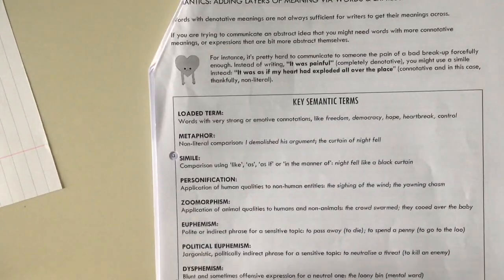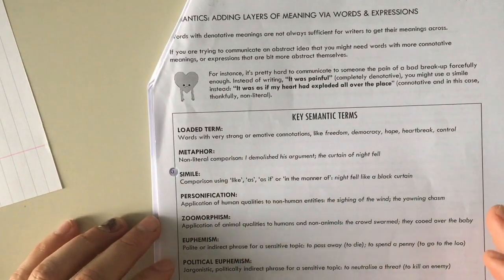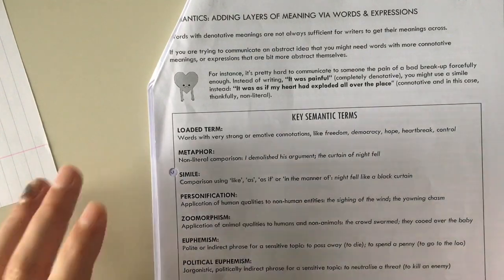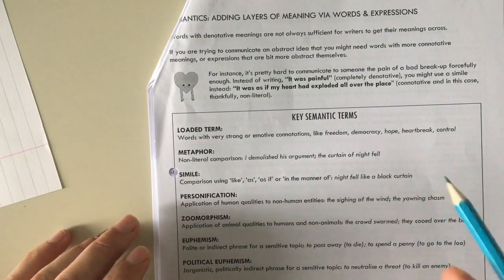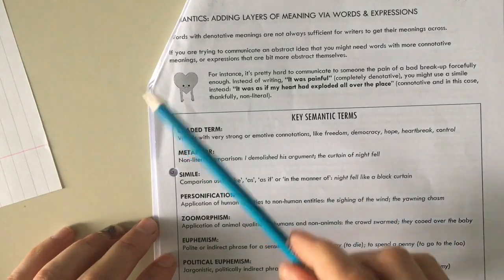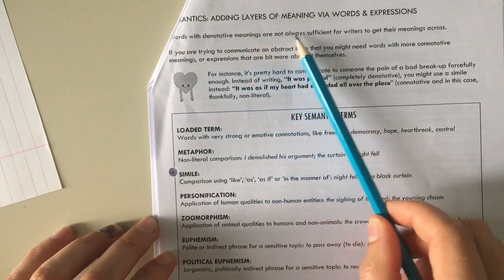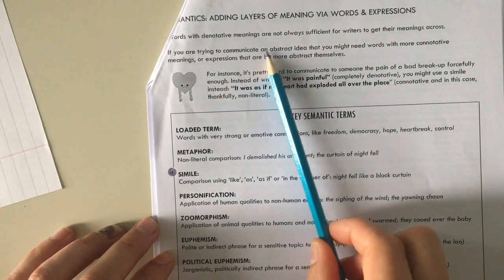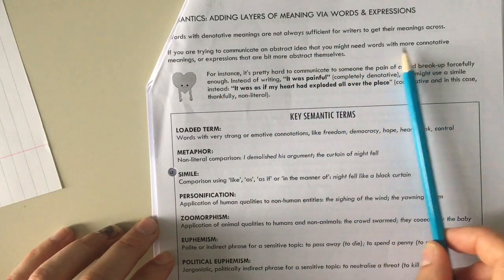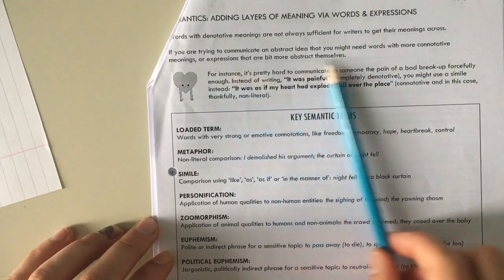Okay, and then finally we're onto some semantic terms. So these are the key ideas in semantics, and nicely for the semantic ones, you should know quite a lot of them already from GCSE because it's most of your literary terms that you've done from studying literature. Words with denotative meanings are not always sufficient. You're often going to use layers of meanings. So if you're going to communicate an idea, you might use words with more connotative meanings or expressions.